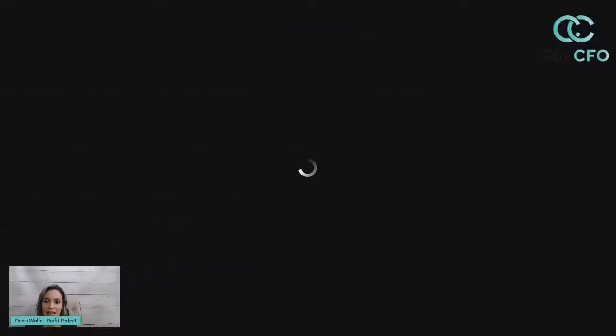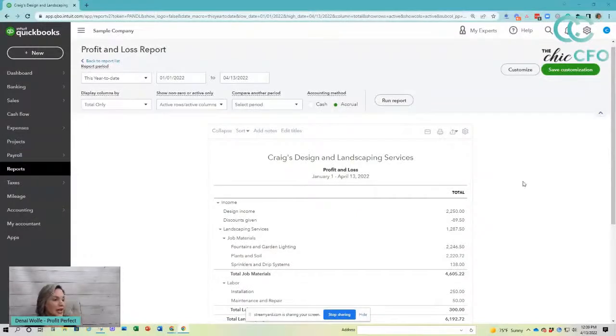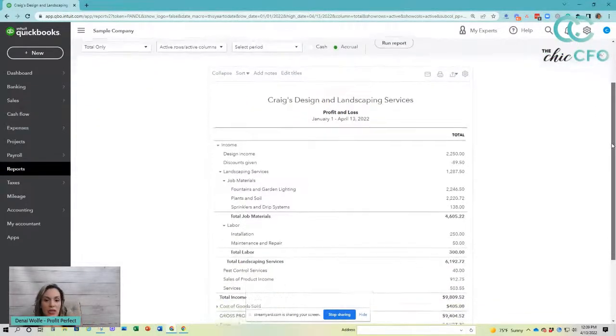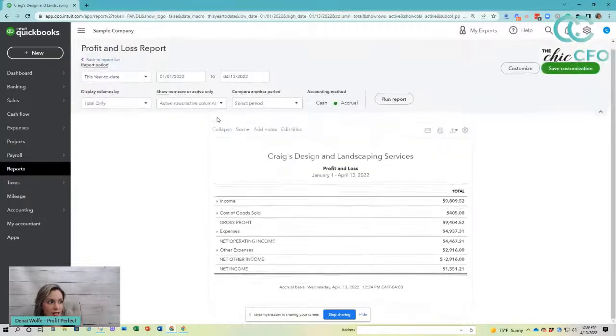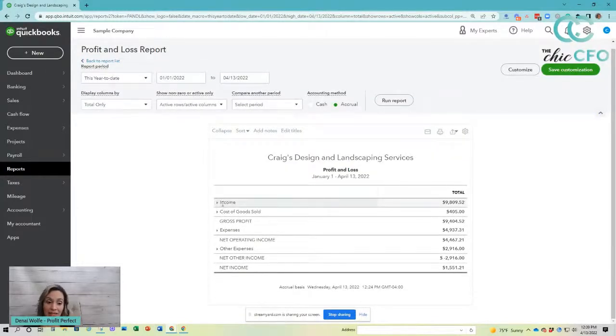So here is a sample P&L, all right? This is Craig's Design and Landscaping Services, okay? This is the fictitious company that the QuickBooks Online demo account has. So you can see how the P&L is broken up. The first section is our income. That is all of the business's revenue. That's all of your sales. The second section is cost of goods sold. This is very specific expenses that go toward you actually executing the delivery of your service or product.